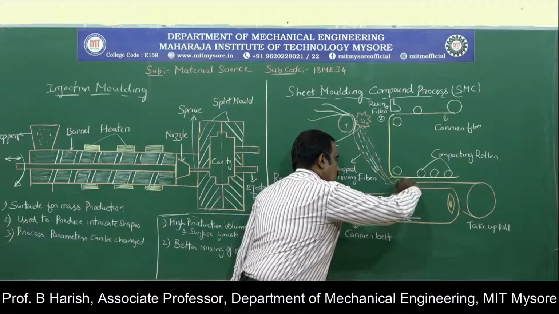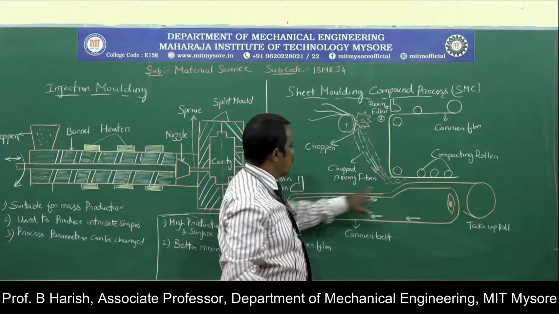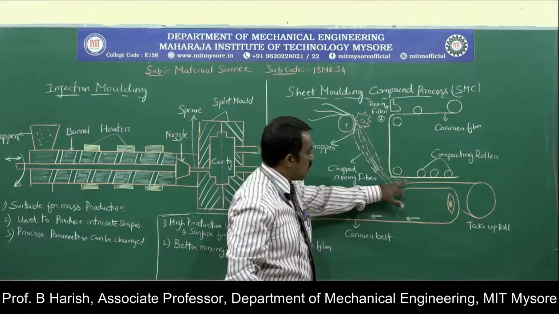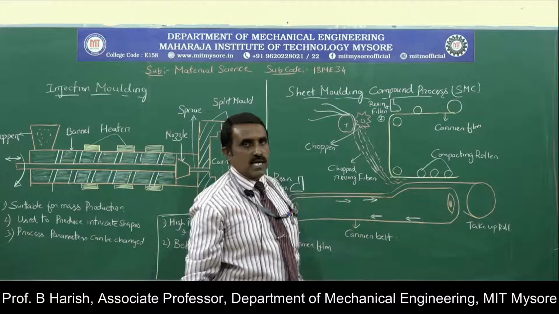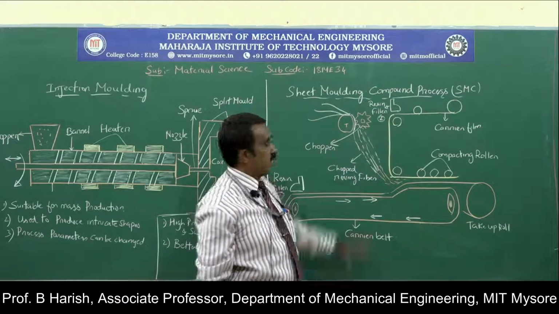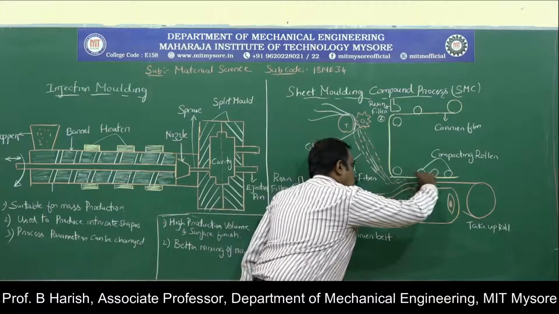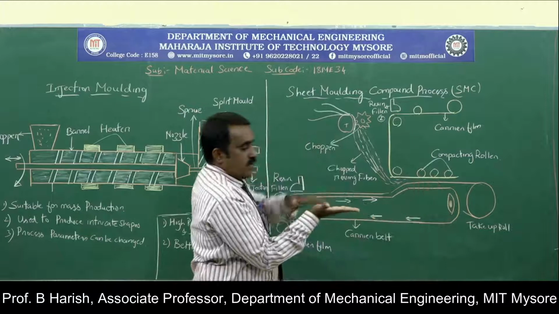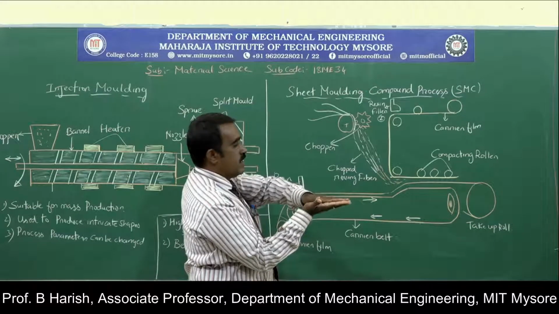So here it takes a deviation. By the time the resin film reaches here and starts moving in this direction, the required reinforcement material is selected and cut into the required length. That is made to pass over the film. So we will have the resin film, over which the reinforcement material will be there.